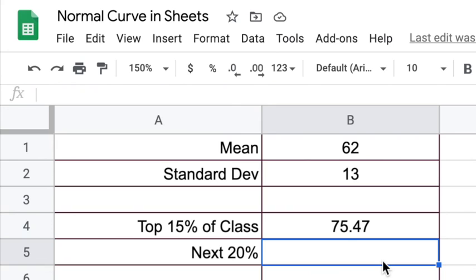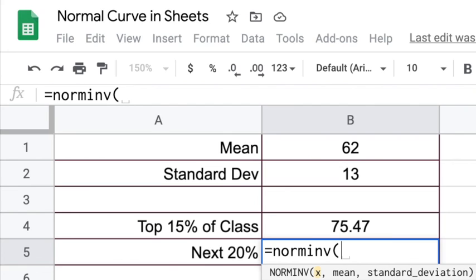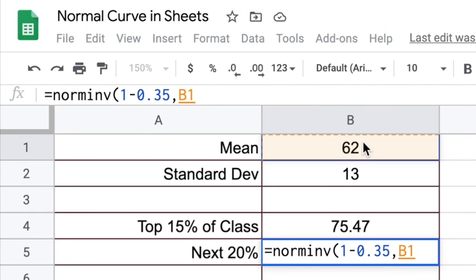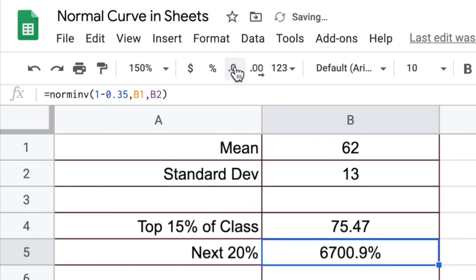The next 20%, we would have to do norm inverse, and 20 plus 15 is 35, so we'd be doing 1 minus 0.35, comma the mean, comma the standard deviation. And again, I have that as a percent still, so number. And that gives me the score that I need to score a B on, 67 or higher. And that's pretty close to what I got. Yeah, it's very close to what I got by hand. So this is much easier to work with.